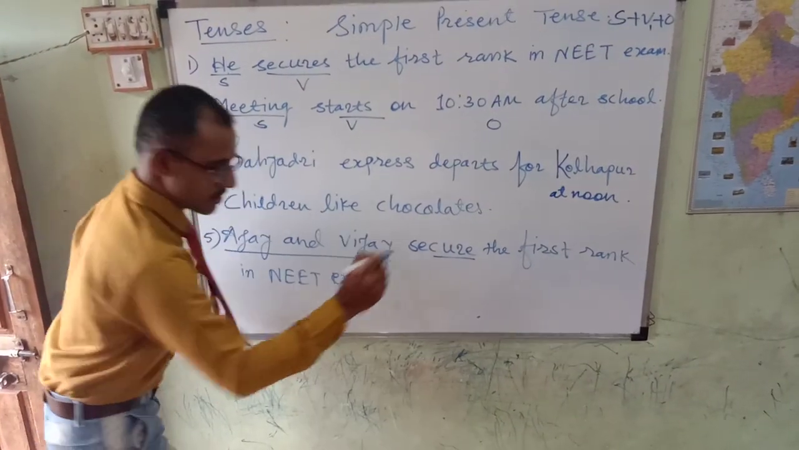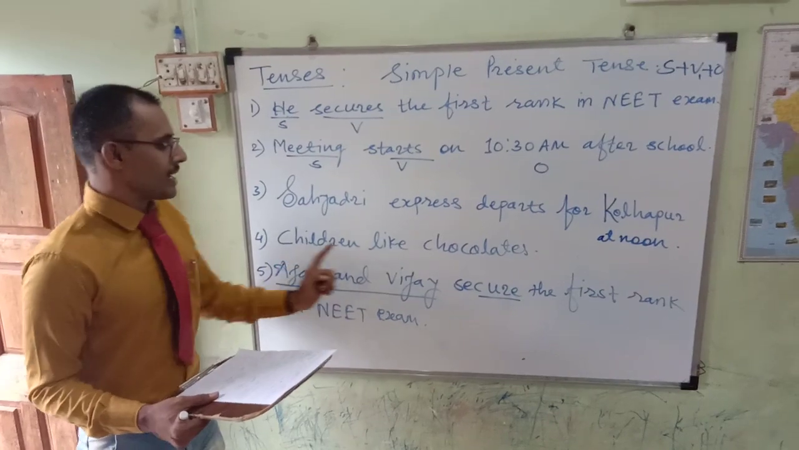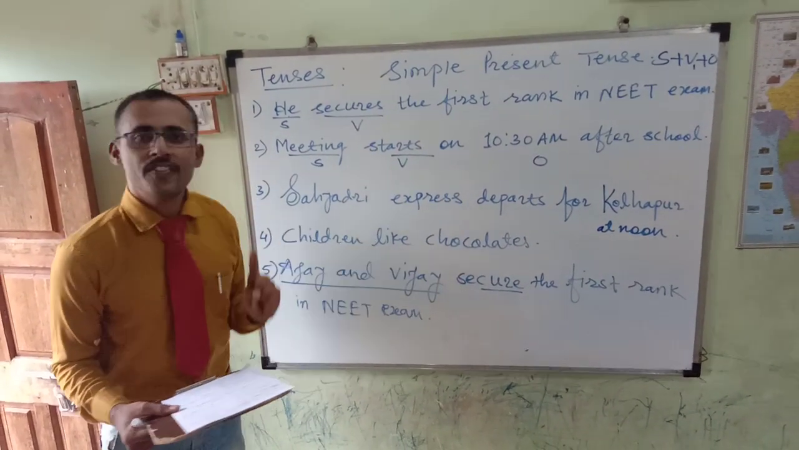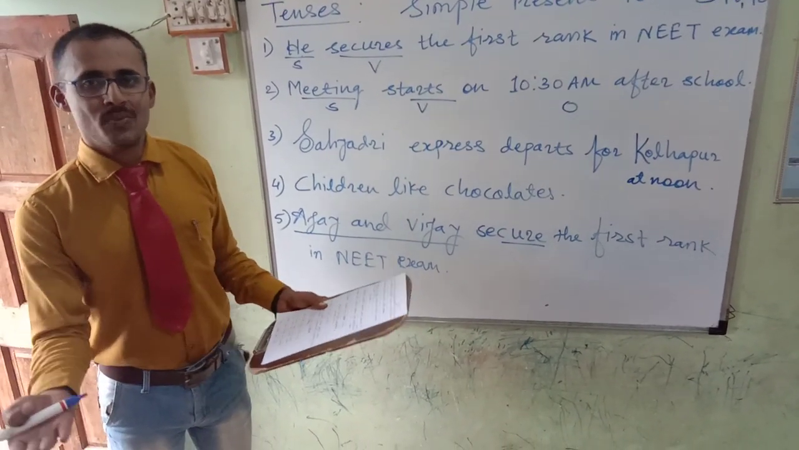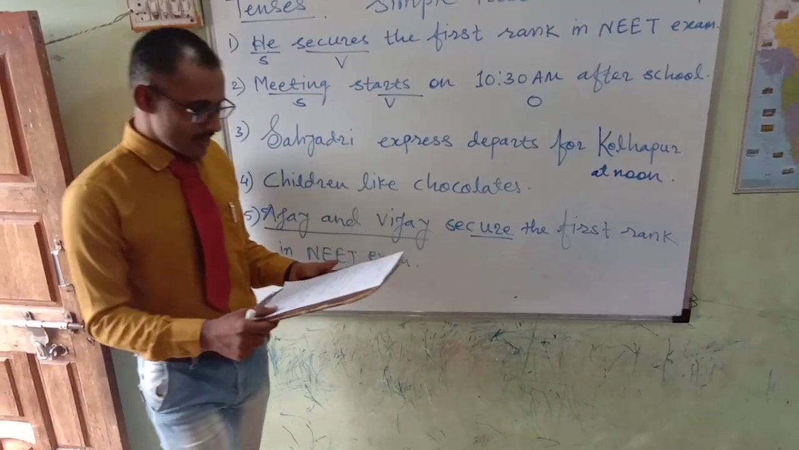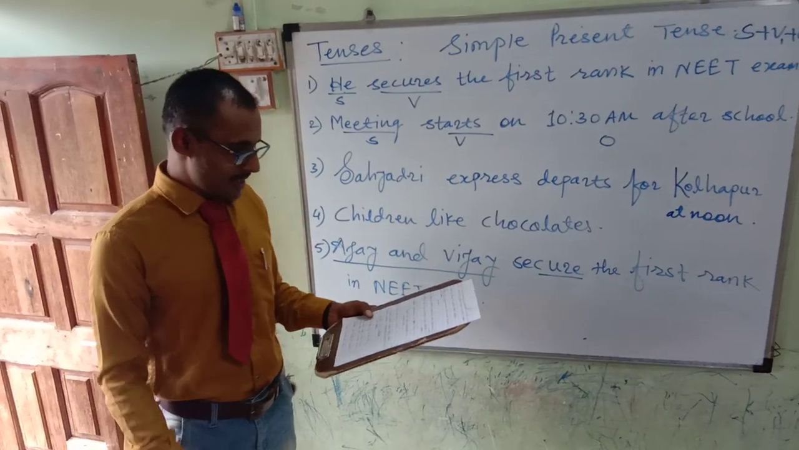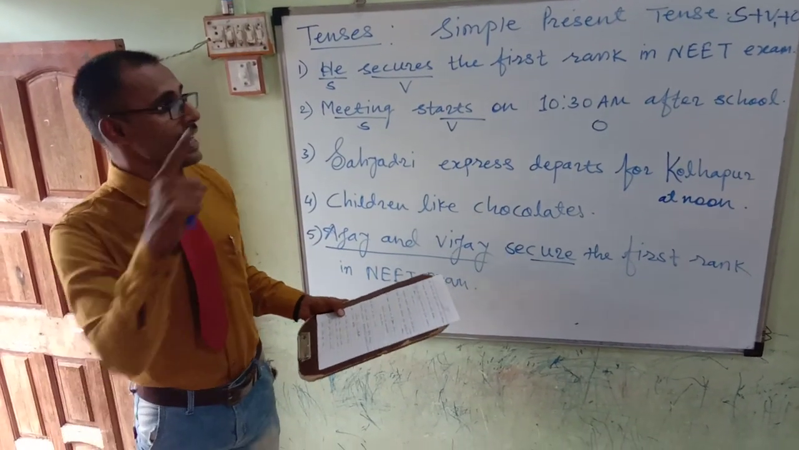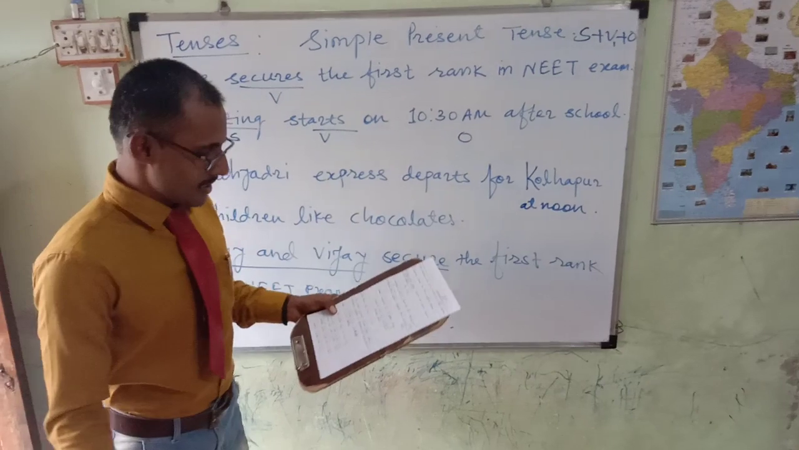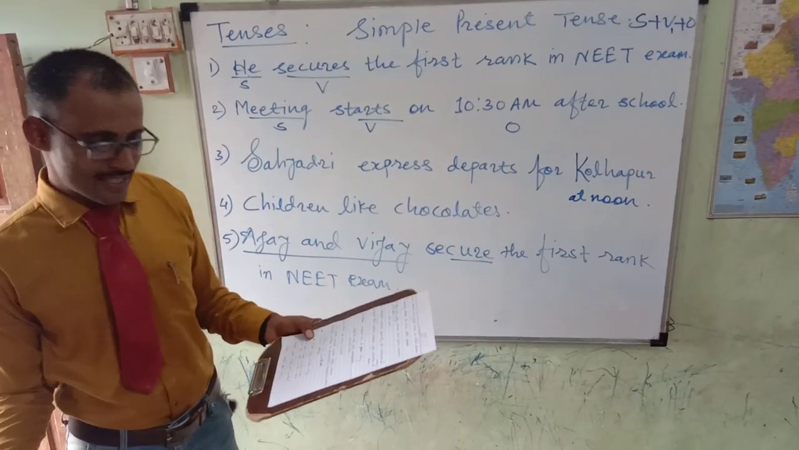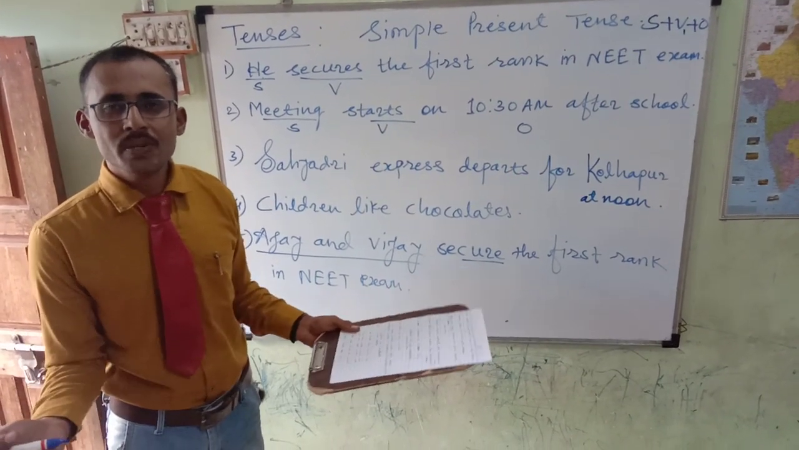So again, one more sentence. My dear, children like chocolate, it is a habit, as I told you. I like food, that is also a habit. We start to play cricket, that is also a habit, every day we start to play cricket. One more sentence: birds fly in the sky. Again, the sun rises in the east, a universal truth. If it is a universal truth, that time use simple present tense. The sun rises in the east, the sun sets in the west, and water boils at 100 degrees Celsius. That is also a universal truth.